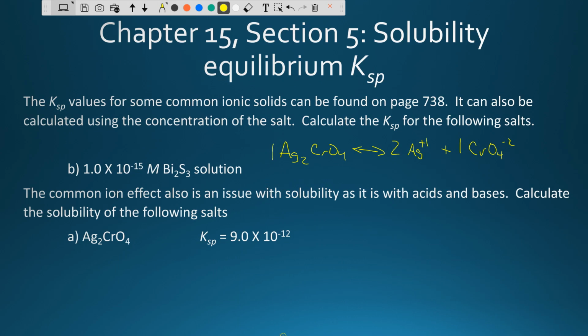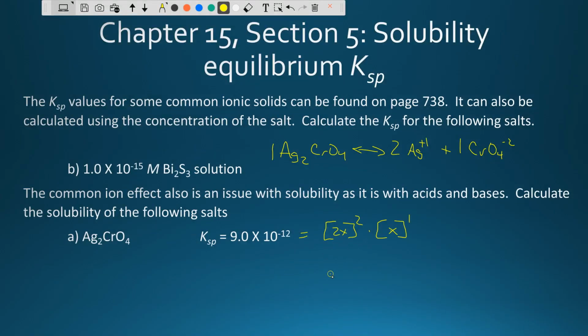And so I see I can work this problem backwards. My Ksp is going to equal, now remember, I have 2 of these, and so my concentration is going to be 2x squared times x. And this is going to be raised to the first power, isn't it? Okay, there's my silver, there's my chromate. So this is equal to 9 times 10 to the negative 12.